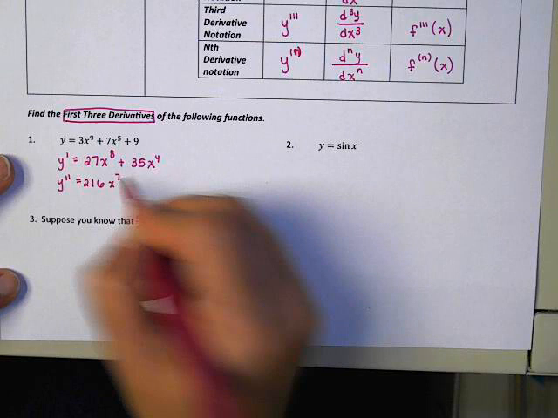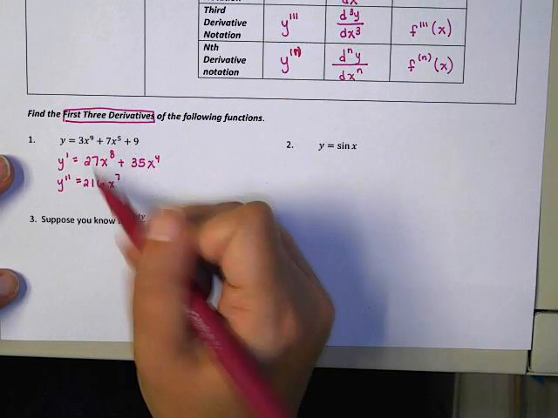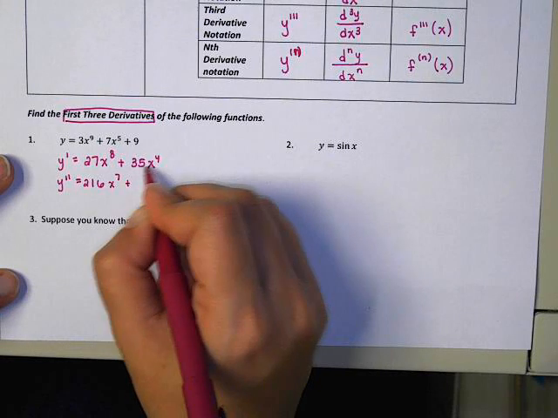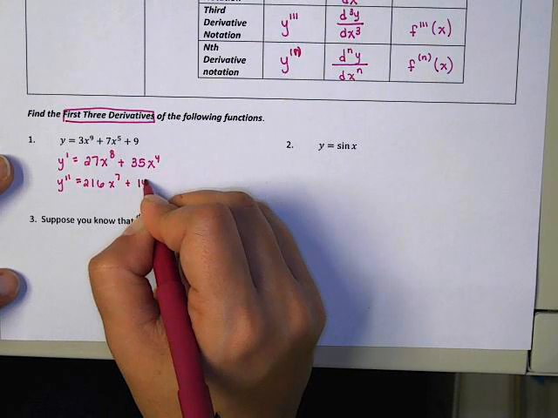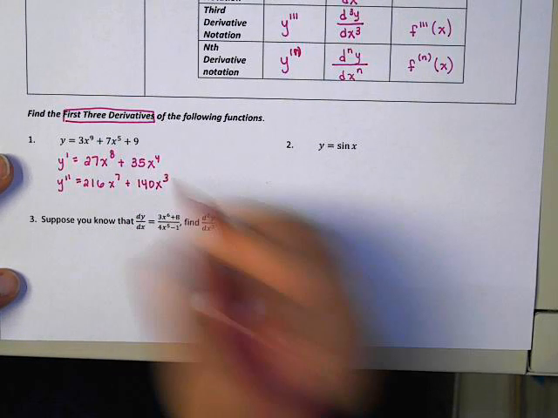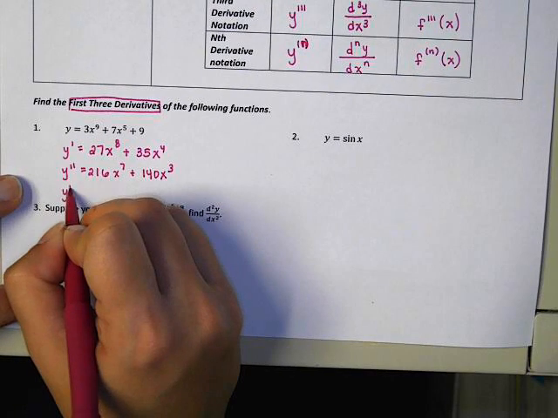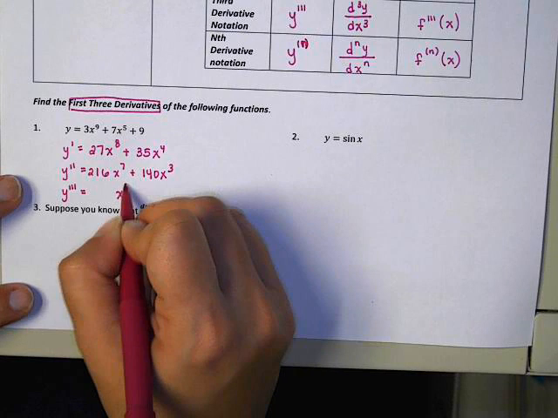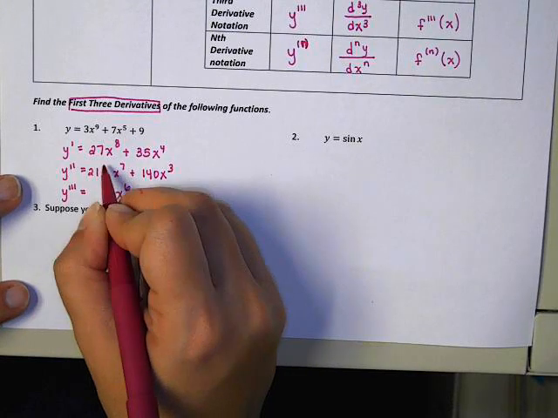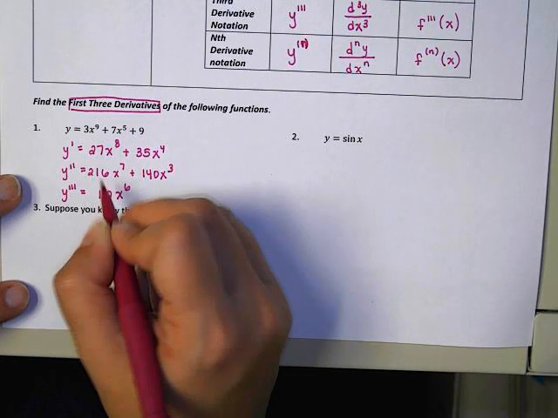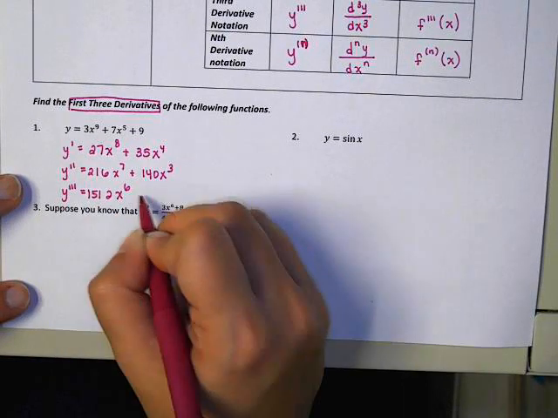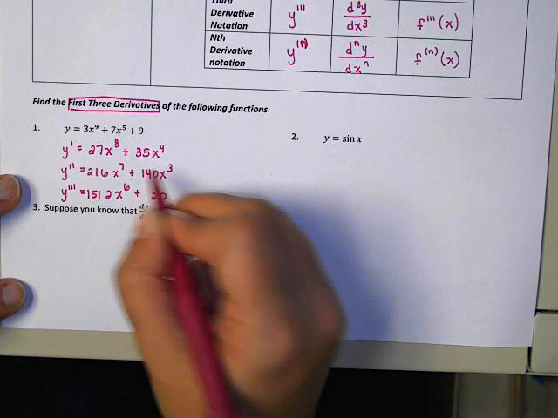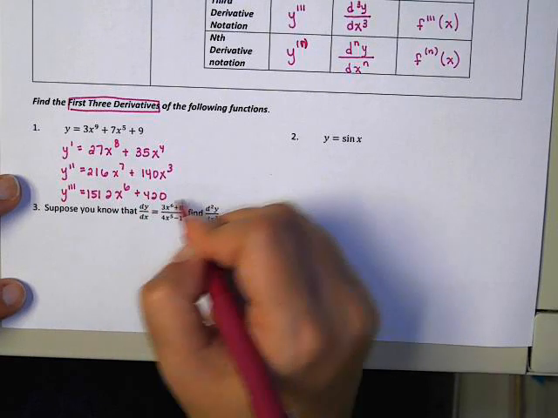216x to the 7th, I believe. 8 times 7 is 56, carry the 5, 16, yeah. And then plus 35 times 4 would be 140x to the third, and for the third derivative I would have y triple prime. I would drop the 7, so let's see, 2 carry the 4, 11 carry the 1, 15, 12, plus carry the 1, so 420x squared.